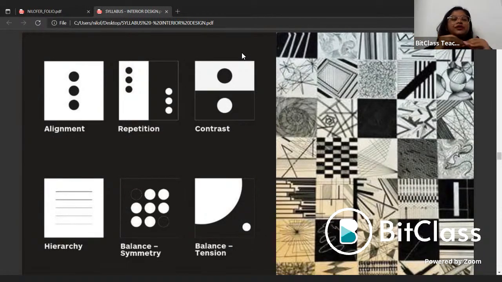Okay. So it is really, really important to understand what design elements and design principles are and how we are going to impart them in your design. First of all, for example, on the left-hand side of this screen, you can see repetition, contrast, balance, symmetry, tension, hierarchy, alignment, all these things. All these things are design elements and design principles.